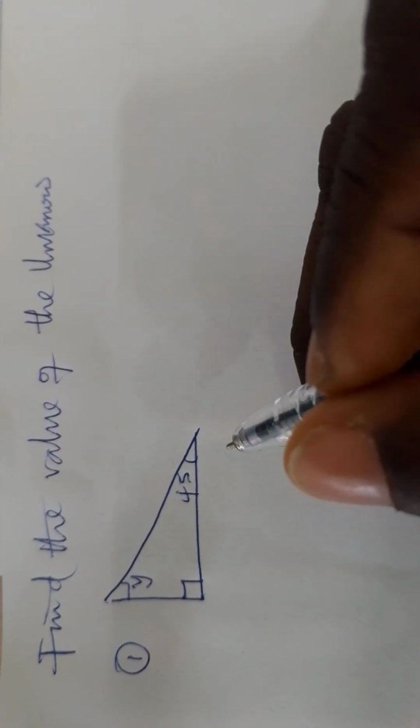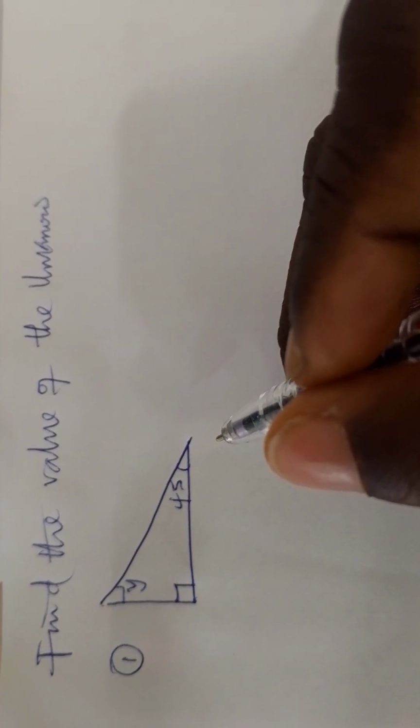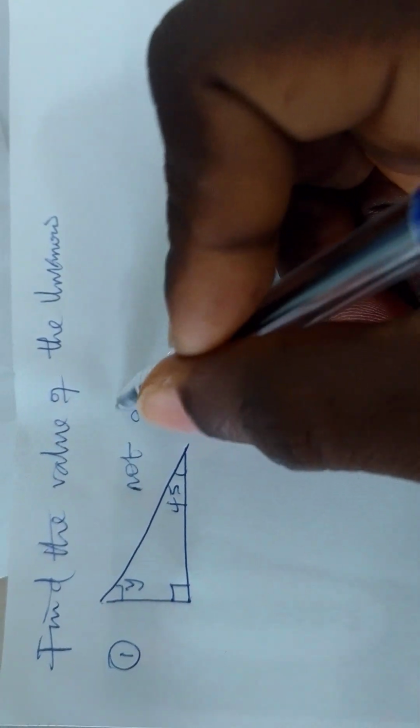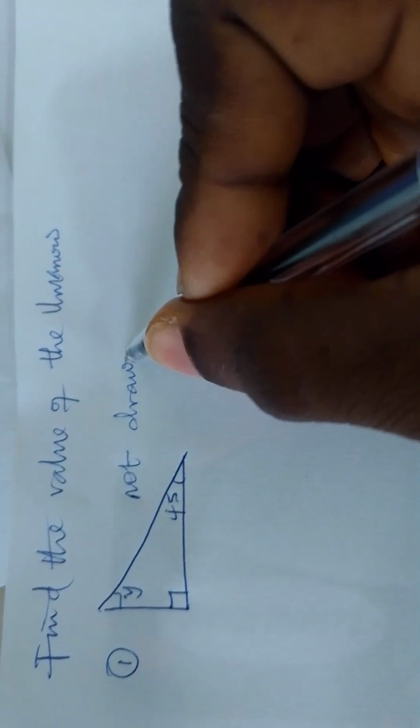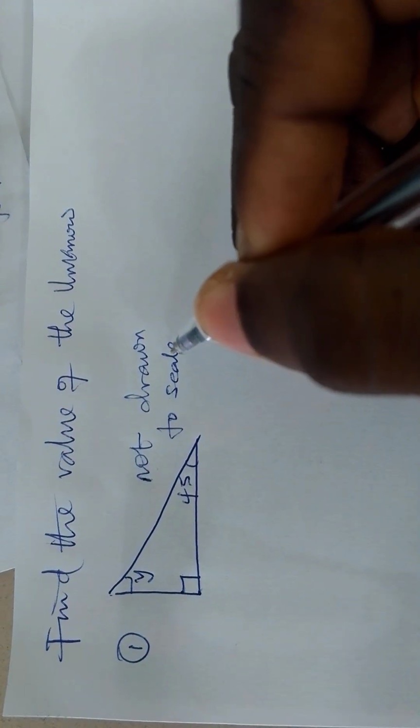Good morning. This is another question that I solved for my student. Find the value of the unknown. We have this triangle not drawn to scale. So what we have now is this is angle 90. This is 90. This is a right angle triangle.